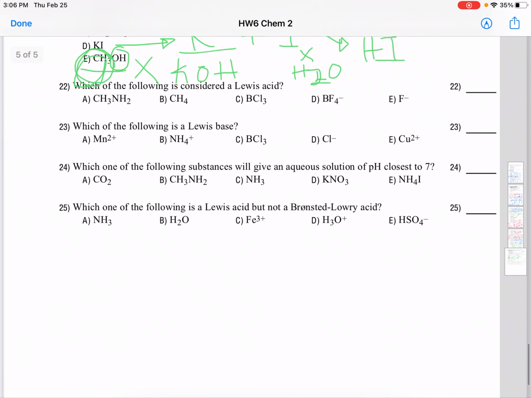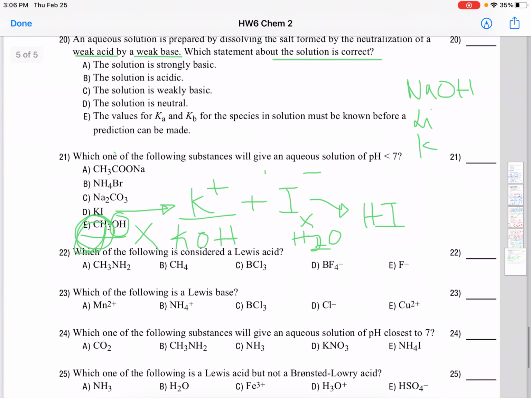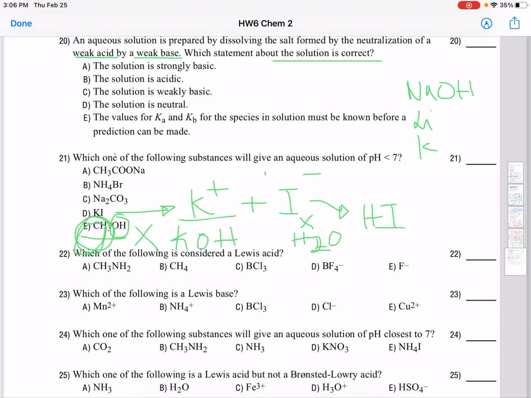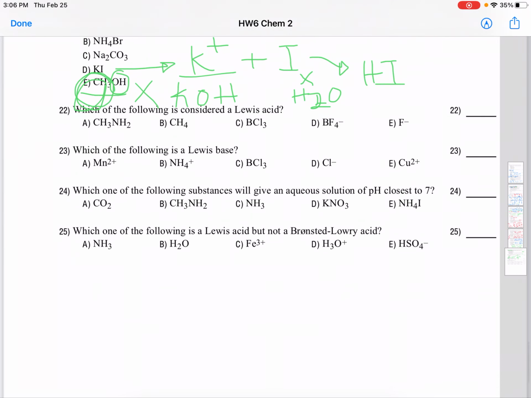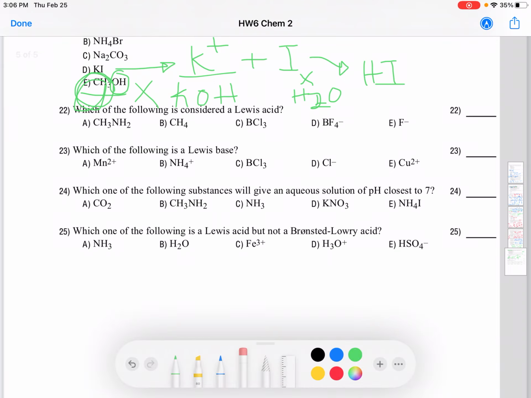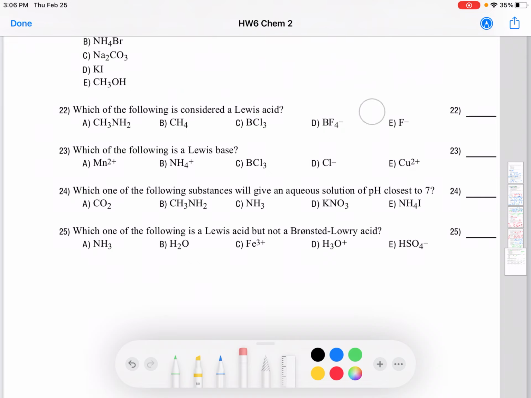Number 22. For all of the questions where you are given a salt and asked whether it is going to be acidic, basic, or neutral, this is how you're going to approach those problems. Okay, I hope you guys understood that. Now, the next few questions are based on Lewis acids and Lewis bases. Remember, a Lewis acid is something that is electron deficient, that can take a pair of electrons into an unoccupied p orbital. A Lewis base is something that has a lone pair of electrons that it can donate to form a bond.